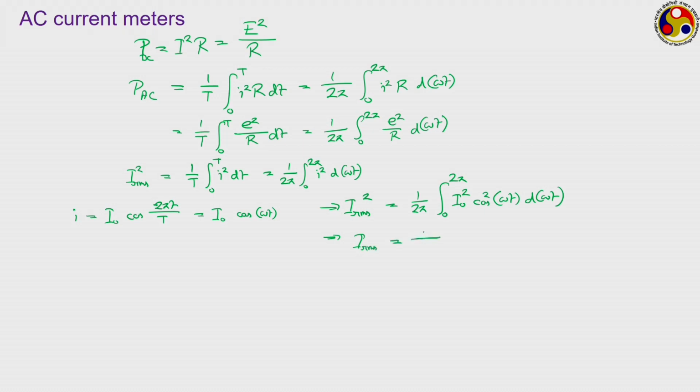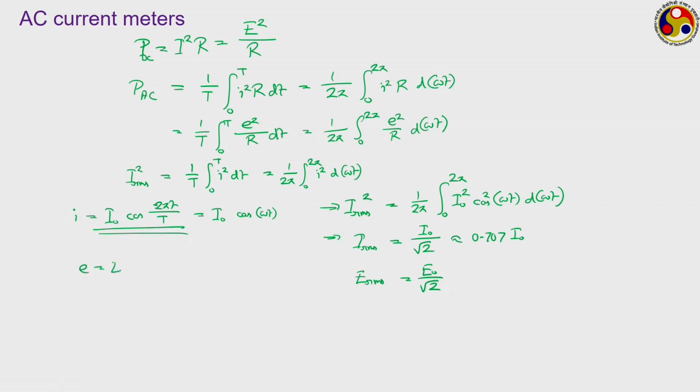I RMS will become equal to I naught divided by root 2, that is roughly 0.707 I naught. And in the same way, solving this, we can also get E RMS is equal to E naught by root 2, if of course E, or I should say small e, follows a profile similar to this.